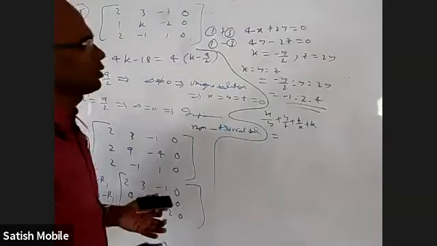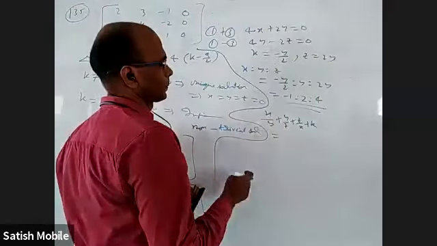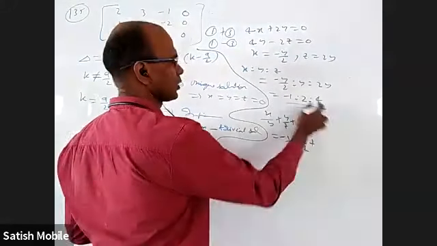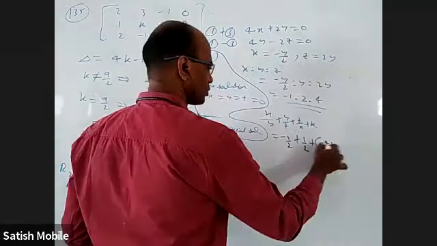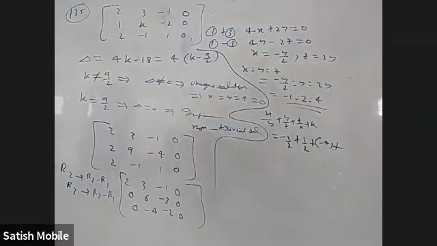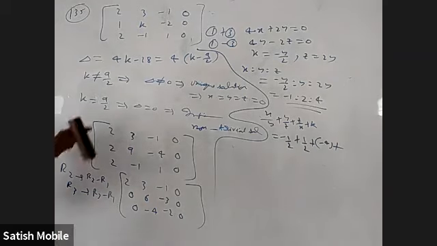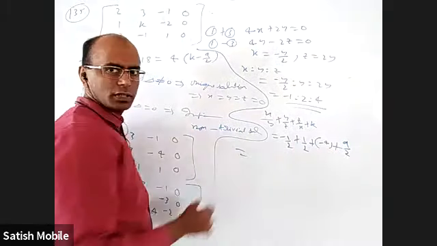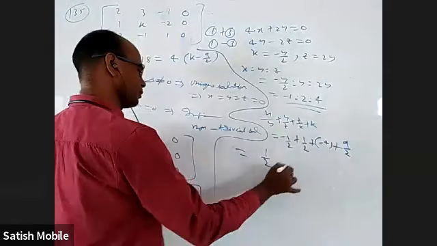Okay, so what is x by y here? Minus 1 by 2. What is y by z? Plus 1 by 2. What is z by x? Minus 4. And what is your k? 9 by 2. Minus 1 by 2, 1 by 2 got cancelled. 9 by 2 minus 4 is 1 by 2.